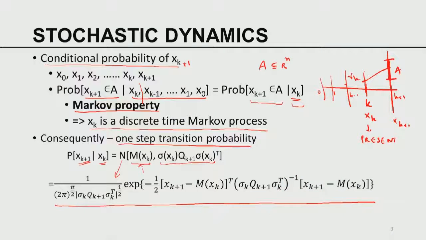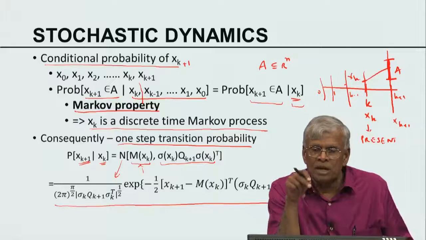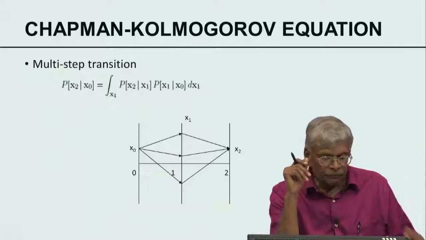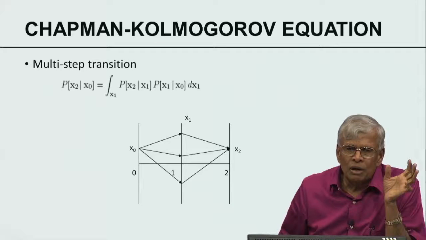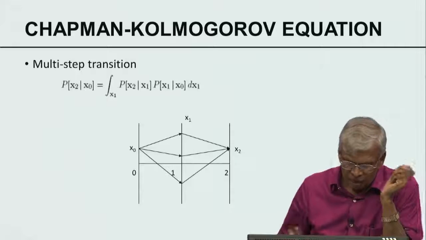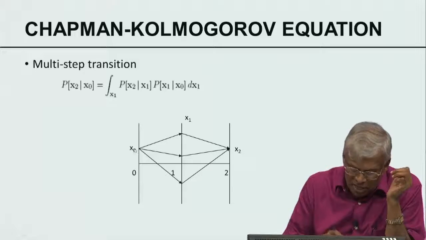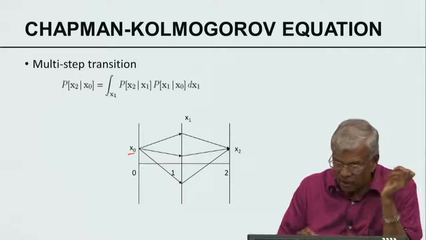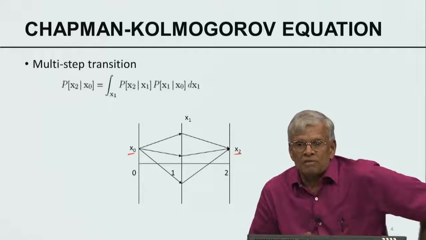So once I know the initial distribution, once I know how the system goes from time k to k plus 1, I should in principle be able to pull the system forward in time. So we are now going to talk about how, knowing one step transition probability, we can compute multi-step transition probabilities. Let us consider transition from time 0 to time 1 to time 2. Let us assume I am in state x0 to start with. I would like to be able to find out what is the probability that x2 will be at the position shown in the figure.